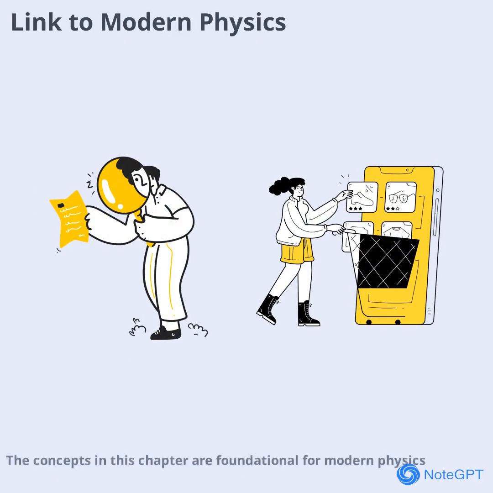The concepts in this chapter are foundational for modern physics. They connect directly to topics like atomic structure, quantum mechanics, and semiconductor physics. A solid grasp of dual nature and related experiments will make advanced topics much easier to understand in future studies.